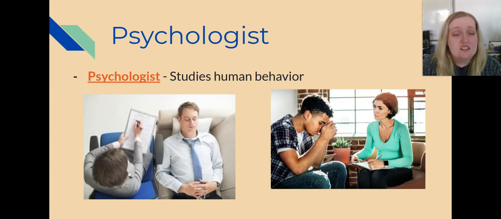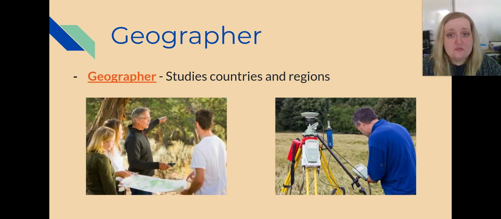Next one is a psychologist. A psychologist is a scientist that studies human behavior. So psychologists are going to help people that have mental disorders. Also, if someone goes through something traumatic, a psychologist could help them work it out. So again, a psychologist studies human behavior. If you've ever heard the term psyche, it has to do with the mind, and that's how you can remember a psychologist is human behavior.